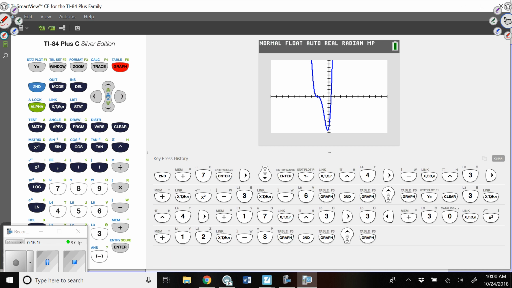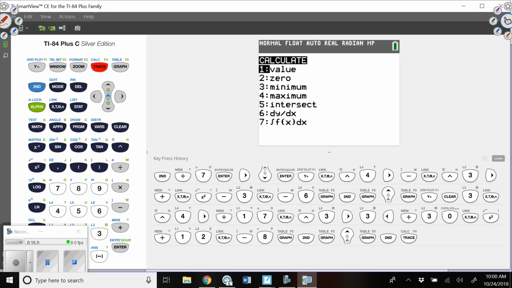So what we need to do is we can get it to do it. See the calculate menu up here? Right above trace. So hit second trace. And it's like, what do you want to calculate? What do you think it is? The 0. Yeah, so choose 0 or option 2.